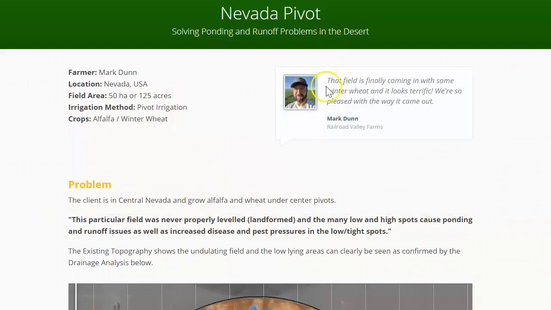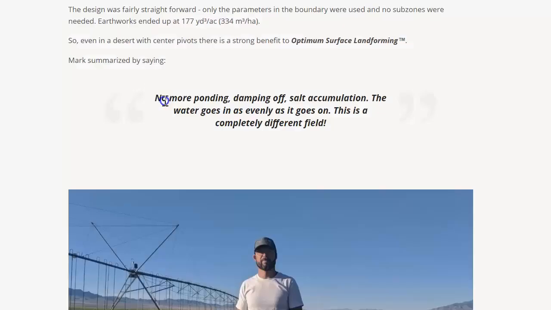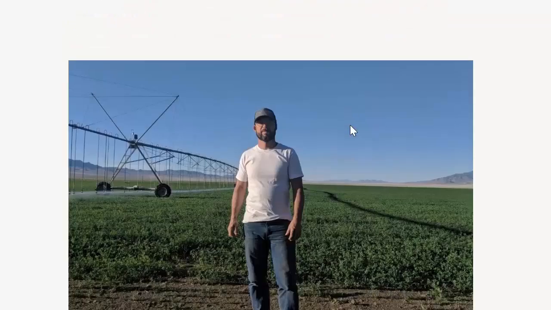We checked in with the client after he'd finished the job, and he had these comments. He said, "The field is finally coming in with some winter wheat and it looks terrific. We're so pleased with the way it came out. No more ponding, damping off, salt accumulation. The water goes in as evenly as it goes on. This is a completely different field."